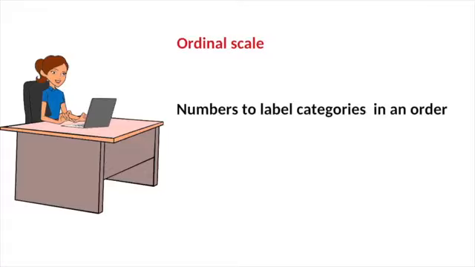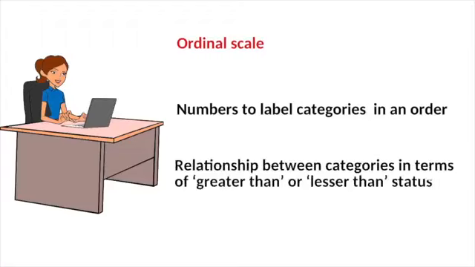Ordinal scale. If the researcher uses numbers to label categories in which an order can be identified, then the scale of measurement used is the ordinal scale. In other words, here the relationship between categories in terms of greater than or lesser than status can be identified.